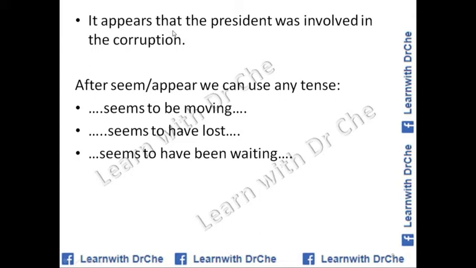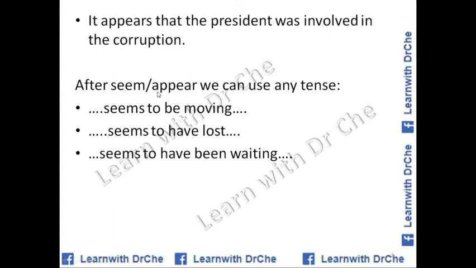It appears that the president, the other example, it appears that the president was involved in the corruption. No, I am not saying myself that president was involved in corruption. I am not saying myself, and I am not saying that it is 100% true. So I am using the word appears. This word appears is telling me both of these things. It appears that the president was involved in the corruption.